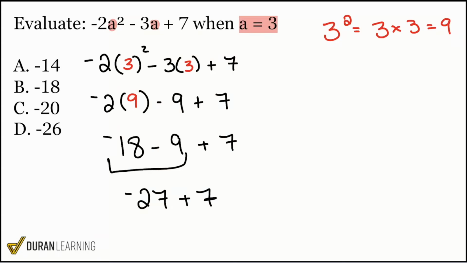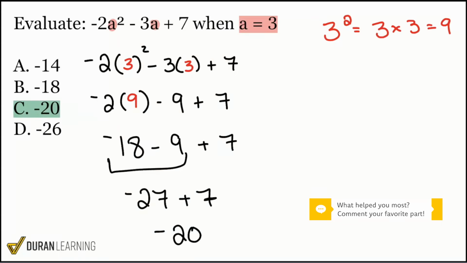And so for this final part, when we handle a sum of opposite signs, we're just going to go ahead and subtract 27 minus 7, but we'll keep the sign of the bigger number. The bigger number here is the 27, which will make it negative. So this is negative 20 as our final answer, which will end up being answer choice B.